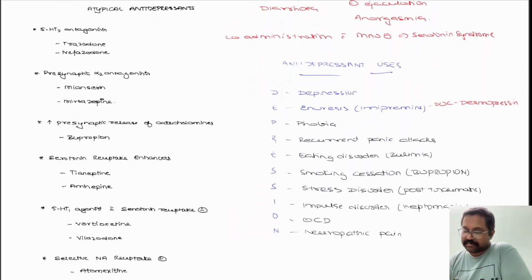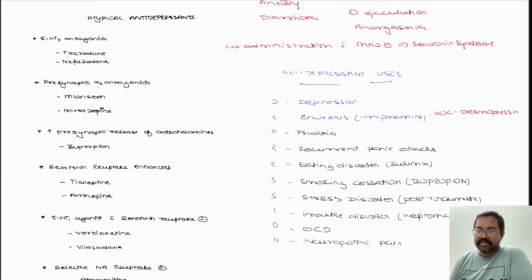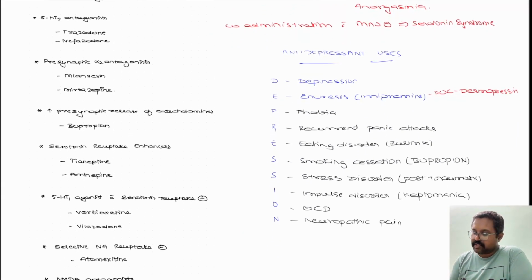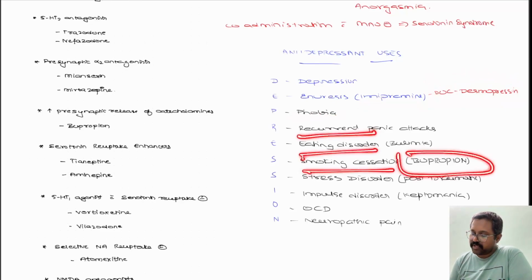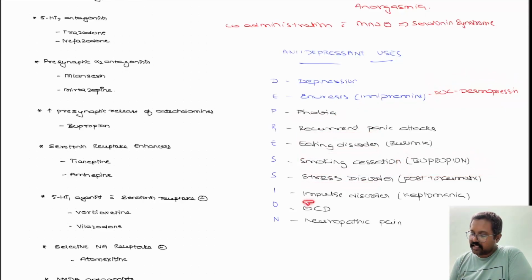So in general, antidepressants are used for treating depression, enuresis, that is bedwetting. Imipramine is used, but the drug of choice will be desmopressin, which is a vasopressin analog. P stands for phobia, R stands for recurrent panic attack, eating disorder, smoking cessation, bupropion, stress disorder, impulse disorder, obsessive compulsive disorder, and then neuropathic pain.